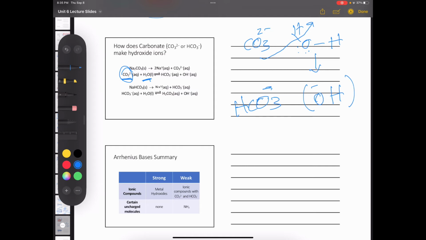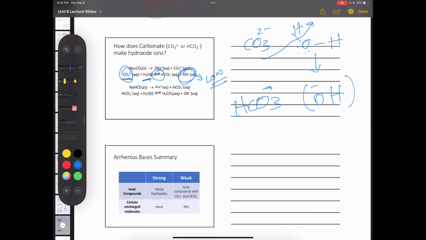Because the carbonate does not have OH within its structure, that does not mean it's not a basic molecule. It is still a basic molecule because it forms hydroxide ions, okay? But still, it is considered a weak base because the concentration of the hydroxide ion formed is very low.